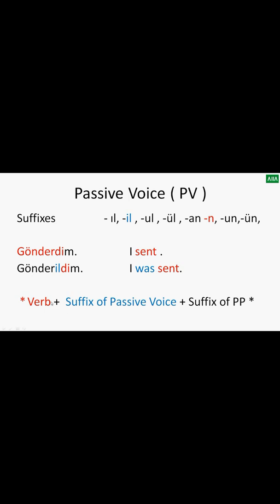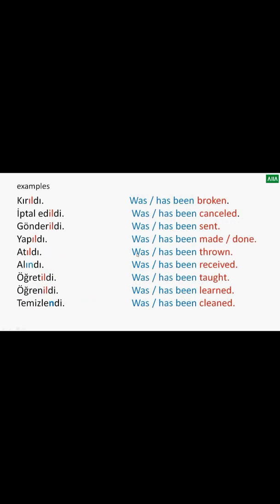let's see the example one more time to make sure we understand this well. The verb gönder means send. After the passive voice suffix, gönderil. After that, the past tense, because this is the past tense here, the suffix di, and after that the personal pronoun me: gönderildim. If you understand this, the rest of the examples will work the same way.